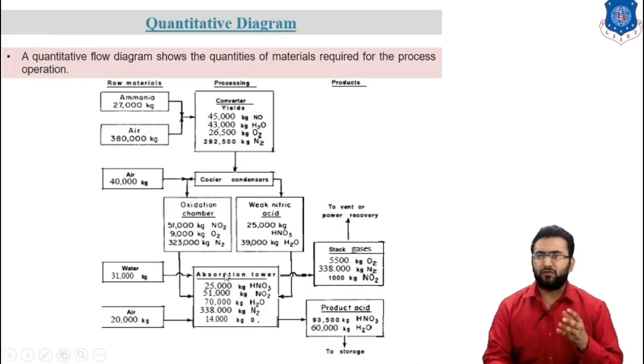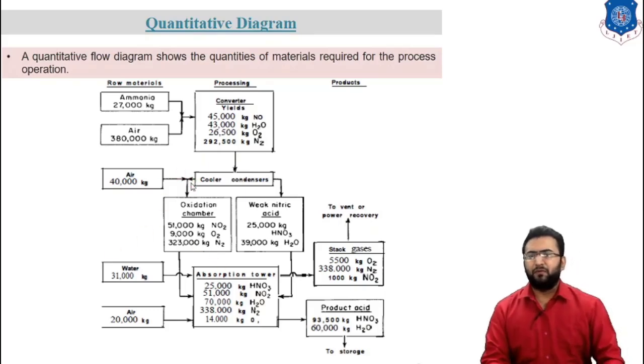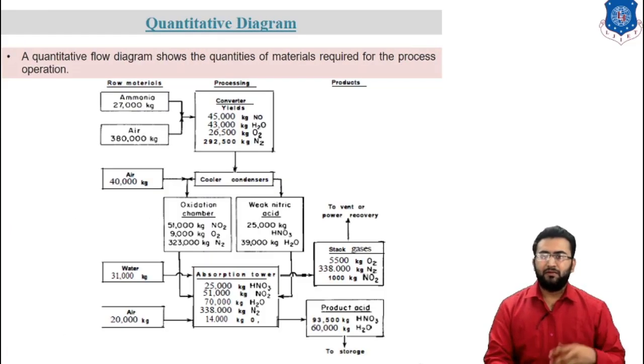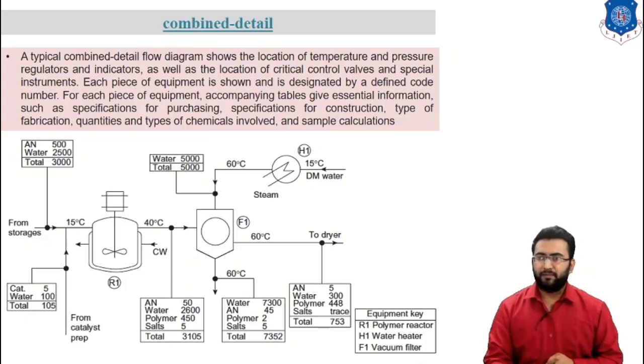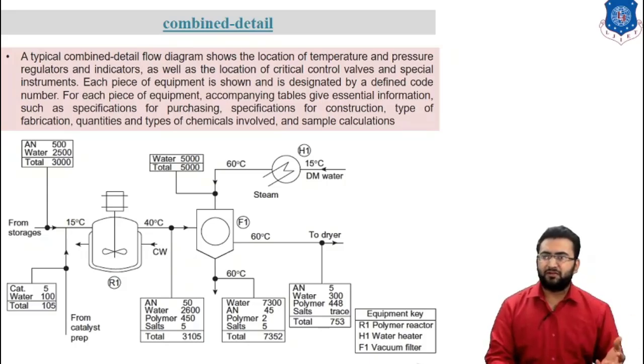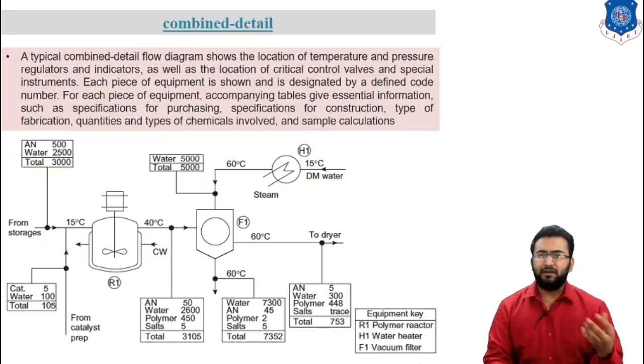Now let's talk about the quantitative diagram. A quantitative flow diagram shows the quantity of material required for the process. So this is one example of the quantitative diagram. Now let's talk about the combined detail diagram. A typical combined detail flow diagram shows the location of temperature and pressure regulators and indicators, as well as the location of critical control valves and special instruments.